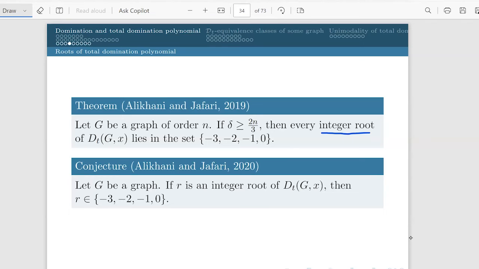You remember about the domination polynomial that we have this conjecture that there are just two integer roots for the domination polynomial, -2 and 0. And here we have this conjecture that if G is a graph and R is an integer root, then R should be -3, -2, -1, or 0. I think this is a good conjecture, but as you see here, we could prove it for any graph with the condition that delta is greater than or equal to n over 2.